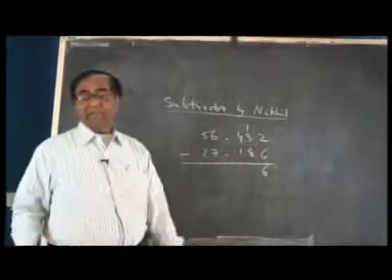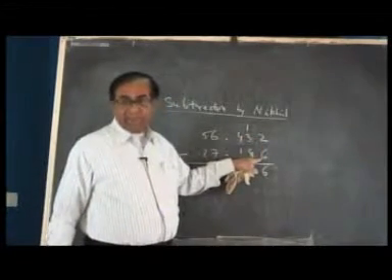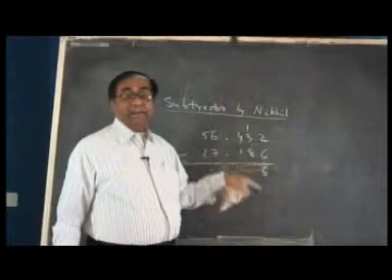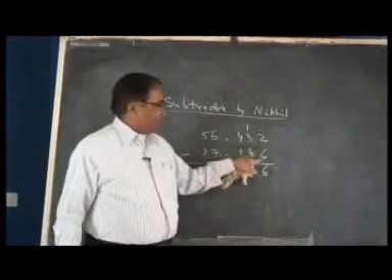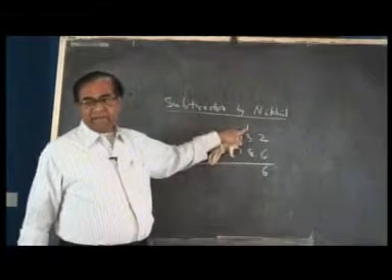We can think this in another way also. If number cannot be subtracted, add its Nikhil. Nikhil of 6 is 4. 4 plus 2 is 6. Put sign here. So that is Nikhilesh.